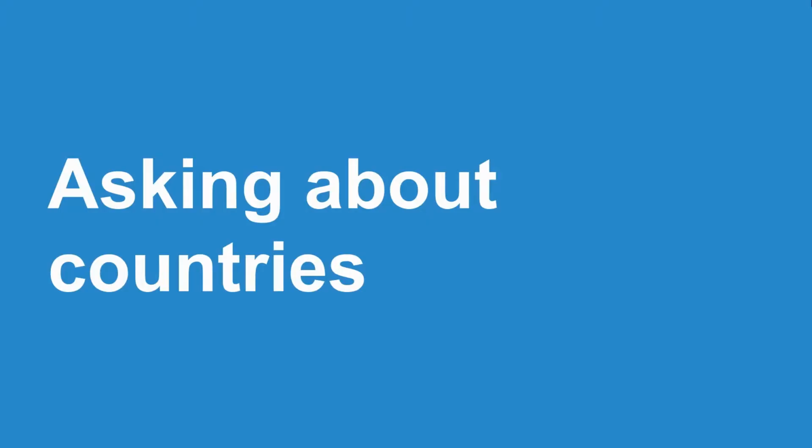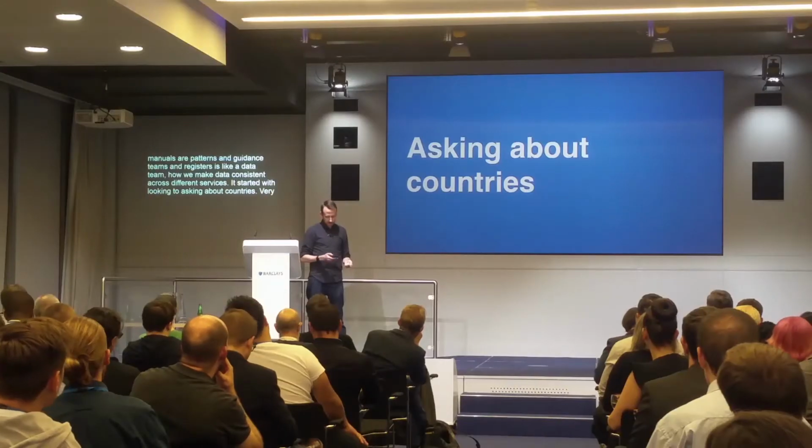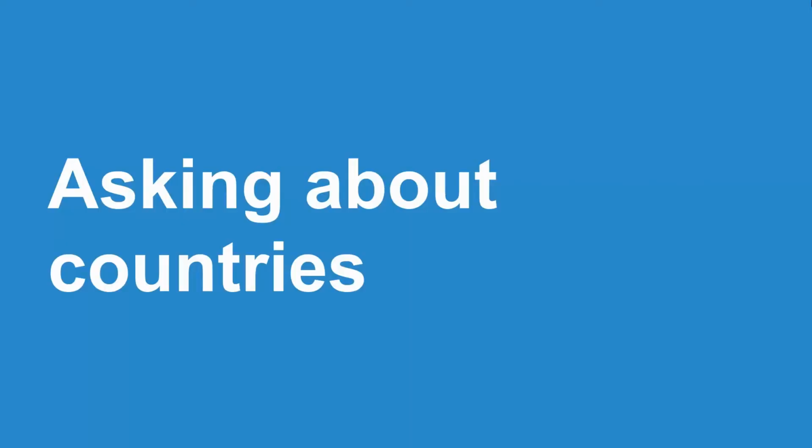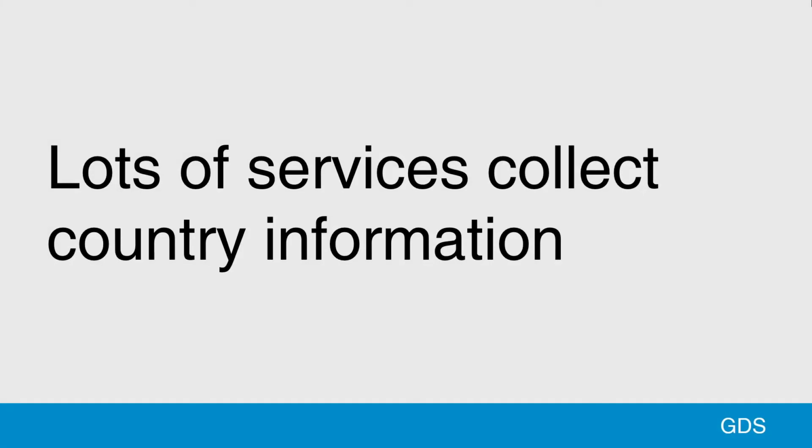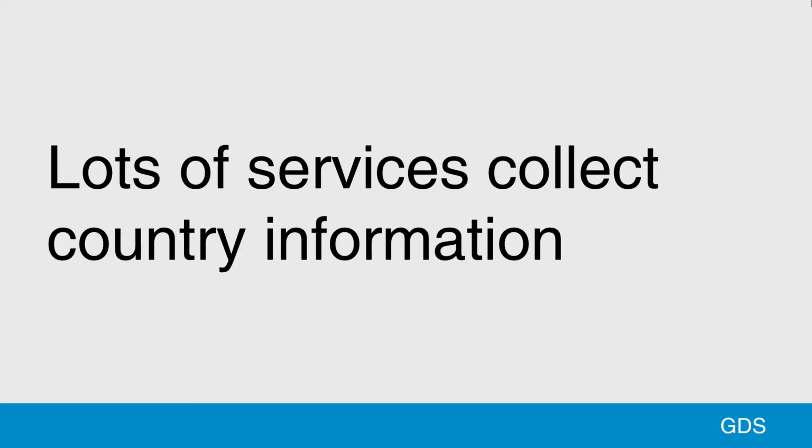And looking at autocomplete, it really started with wanting to look at countries. So not a generic autocomplete, I'll come on to showing an autocomplete, but very specifically how we ask users about countries. And the reason is that lots of services collect country information. So here's a couple of examples: country of birth, country of residence, home address, picking a location. Lots of different reasons the government might need to ask users for a piece of information about a country.